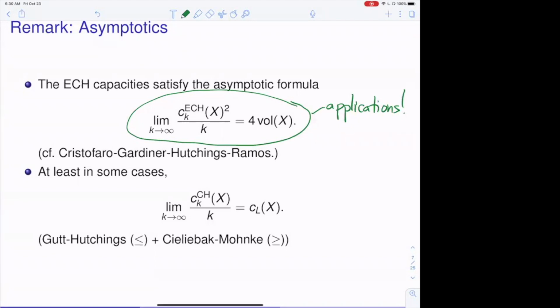For the equivariant capacities, there's at least some evidence that the asymptotics of them is related to the Lagrangian capacity. So you look at the limit of c_k over k, and at least in some cases, these are known to be equal. Cieliebak and Mohnke proved this for a ball, and there are some other cases that are known. There's some work in progress on this going on, but it's not my announcement to make, so I'm not going to say anything. But there does appear to be some relation between these.